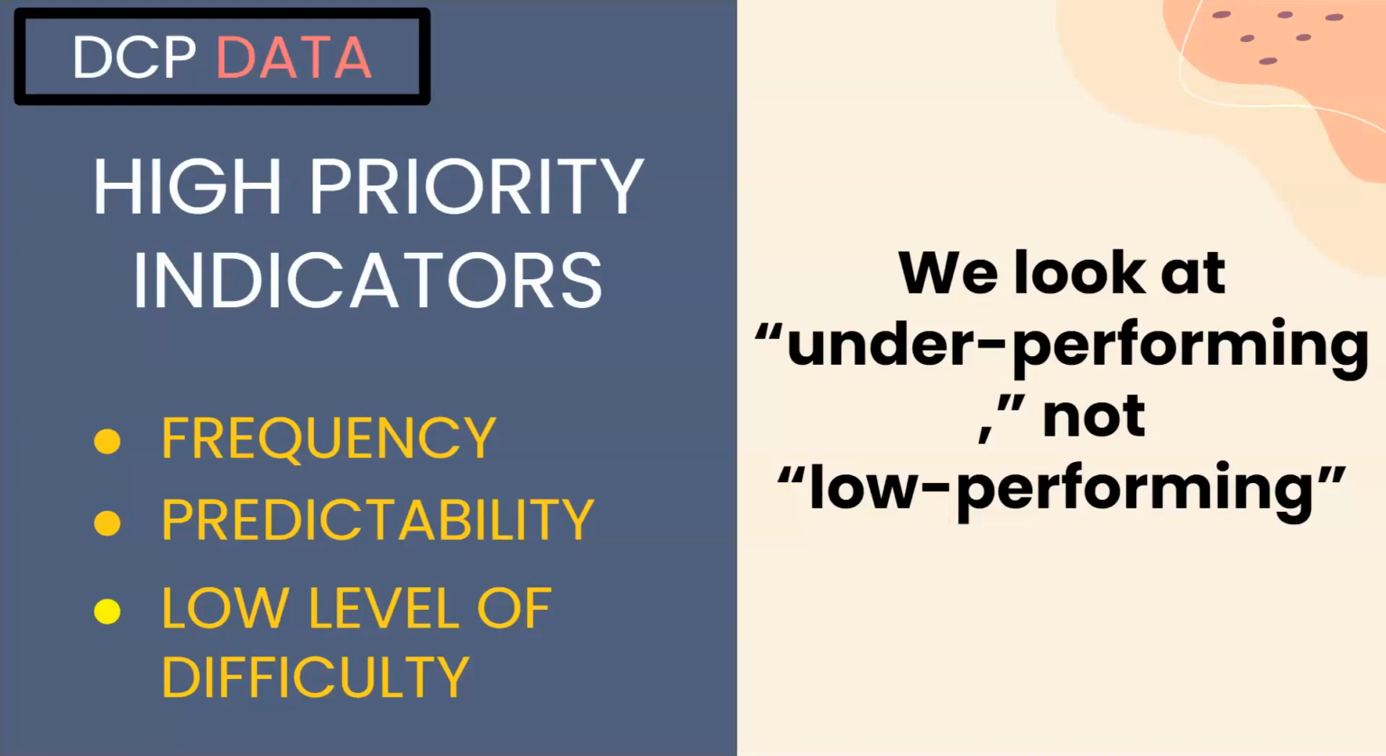When we get to DCP 2, I'm going to be looking at these same high priority indicators. I'm going to be looking at bang for your buck teaks, and your test is going to have some spiraled teaks from DCP 1 that have a high frequency of being tested, they have a predictability of being tested, and they're a lower level of difficulty. And I'm going to put a few extra questions on DCP 2 so that we can see our students growing. That's what we want. We want students growing.